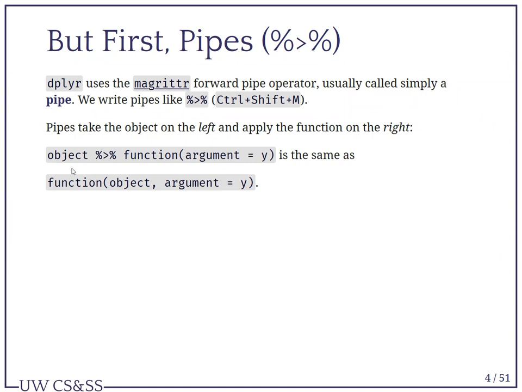An example would be object, pipe, function, argument equals y. This will be the same thing as function, object as the first argument here, comma, argument equals y. Okay. When we're describing what's happening in a chain of pipes, we read them aloud as "and then." Okay.